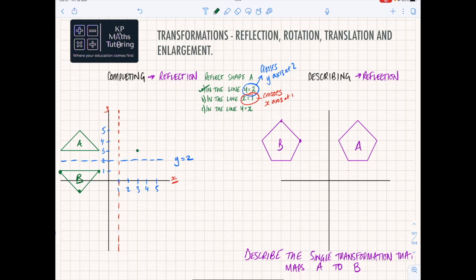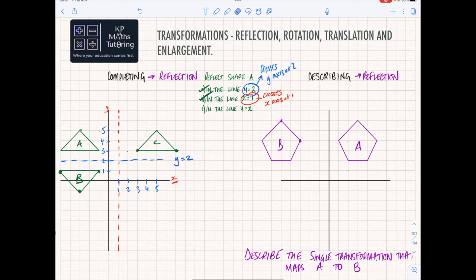So it goes 1, 2, 3, 4, 5. Goes there. And then this top point is 1, 2, 3, 4 away from the mirror line. So 1, 2, 3, 4 away from the mirror line. And then I redraw my shape there. Let's call that C. Okay, so that's how I would do those.